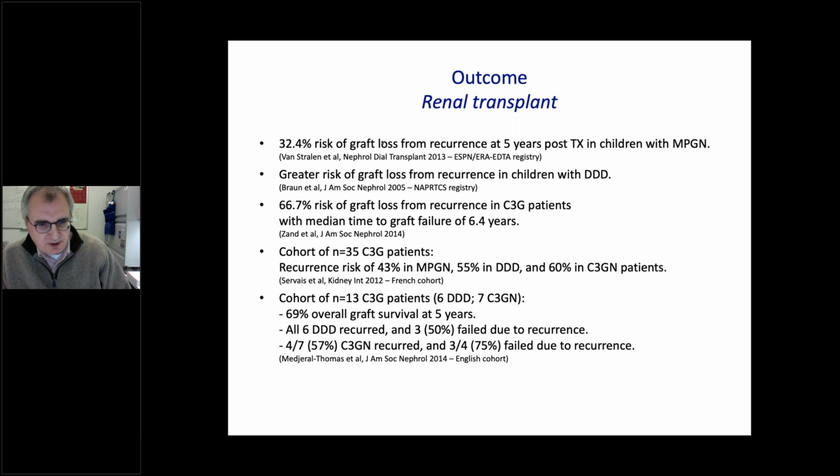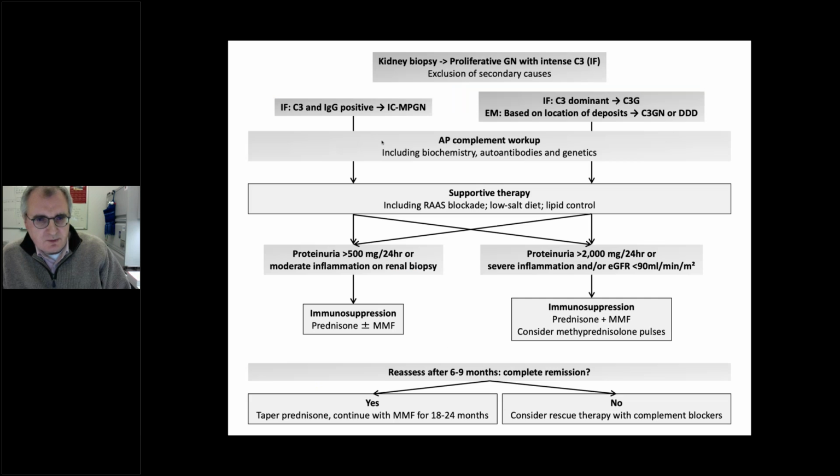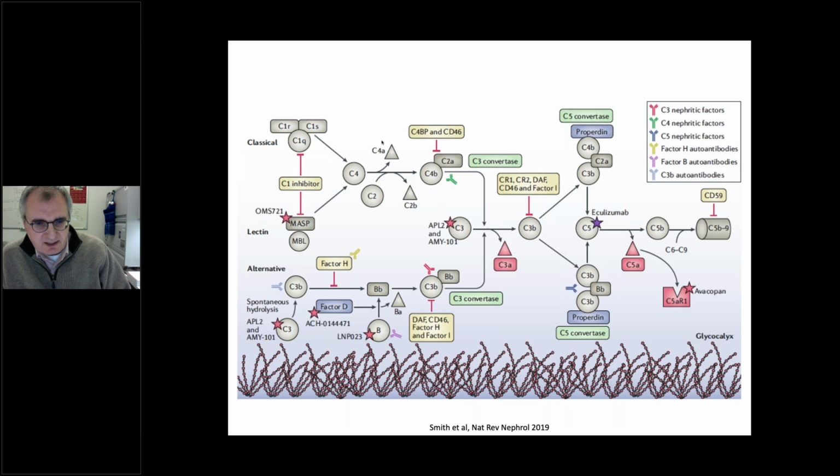And in this English cohort at the bottom, the very small numbers of 6 dense deposit disease patients out of 13 total all recurred. And overall, the risk of graft failure due to recurrence, again, is high. And that's summarized here at the bottom. I skipped this since I mentioned it already, and finish off with this slide.